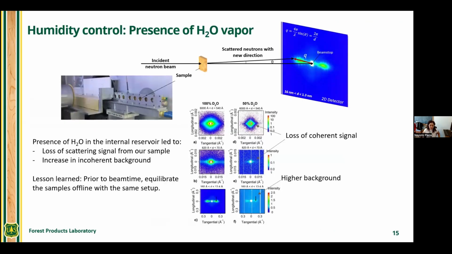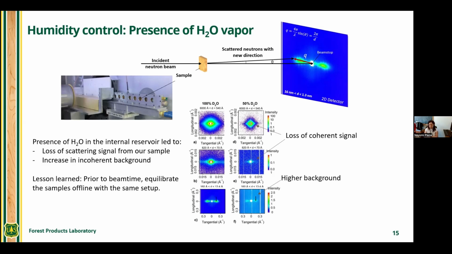So there were a couple of things that we needed to take into account. I mentioned that we measured humidity control and we control it using D2O vapor. One of the things that we had to include in our list of protocols of things to do before beam time to make sure everything goes well was check for the presence of H2O vapor. The reason for this is that having any H2O inside the internal reservoir of the chamber could lead to having less contrast, and less of a scattering signal, with an increase in the flat background that's due to incoherent scattering.